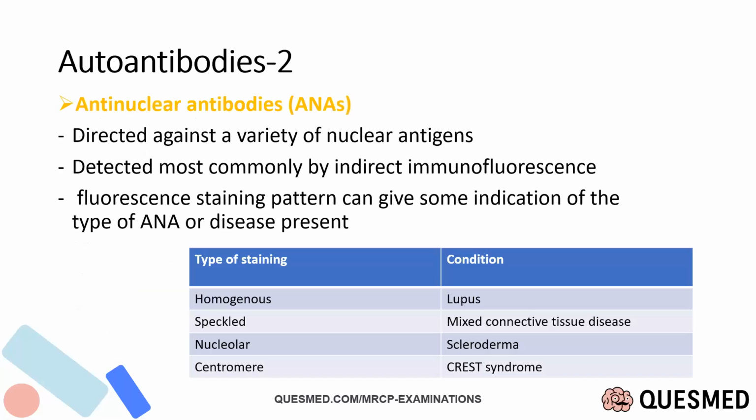You've also got your anti-nuclear antibodies, ANAs, and as the name suggests, they're directed against a variety of different nuclear antigens. We detect those using immunofluorescence, and the staining pattern that they give also gives an indication of the type of disease. So for lupus, you get homogeneous. Mixed connective tissue disease, you get this speckled type. Nucleolar, scleroderma, and then the anti-centromere is associated with CREST syndrome, and you get this centromere staining with that.